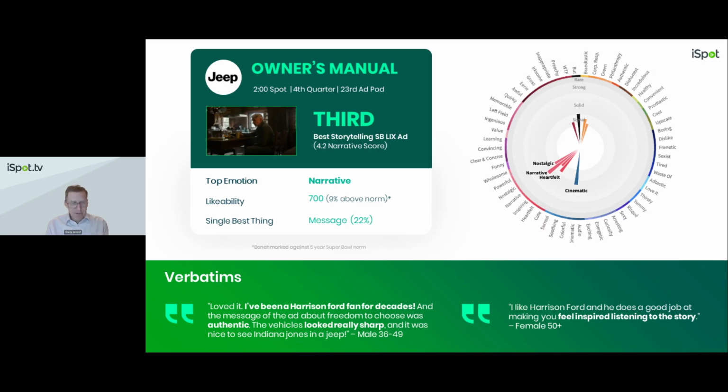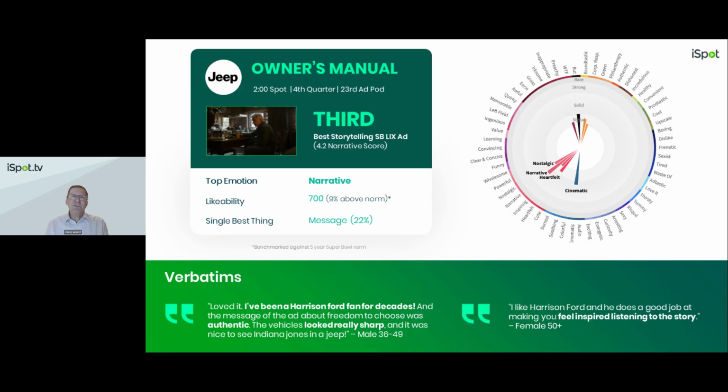And final call out here is just on branding. They really did want a favorable association of the Jeep brand to come through in this ad. So a couple ways to look at that. Brand recall, people being able to recognize the brand in an open-ended question at the end of the survey, came in at 85%. The norm is 82%. So that's 3 points above norm.